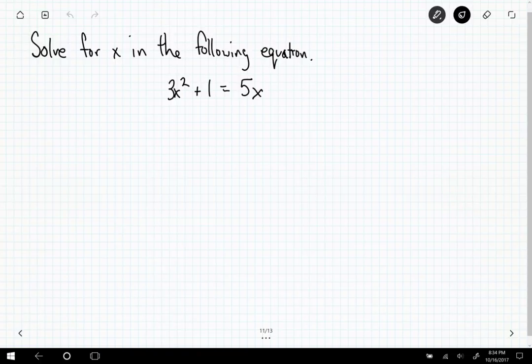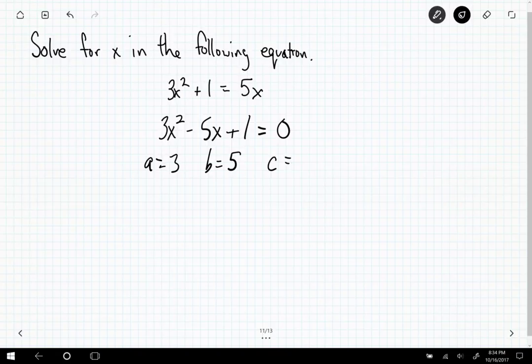plus 1 equals 5x. So first off, kind of tricky, but it goes 3x squared minus 5x plus 1 equals 0. So notice, in this case, what is our a value for our quadratic formula? Our a value equals 3. What is our b value? What is our c value? Our c value equals good old-fashioned 1. So now we have x equals negative b, oh I'm sorry, I wrote b equals positive 5. B equals, you saw it coming up right here, negative 5.